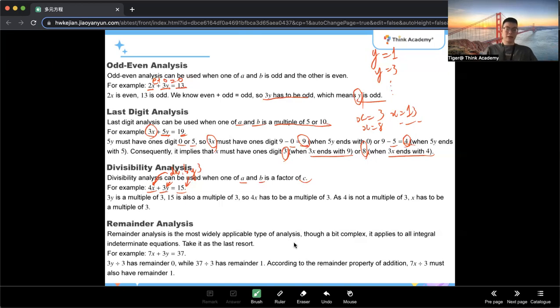So now we can say that 4x is a multiple of 3, because 4 is not a multiple of 3, so x has to be a multiple of 3. All right.